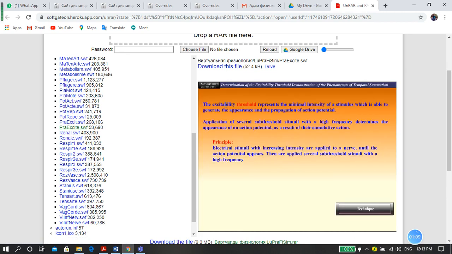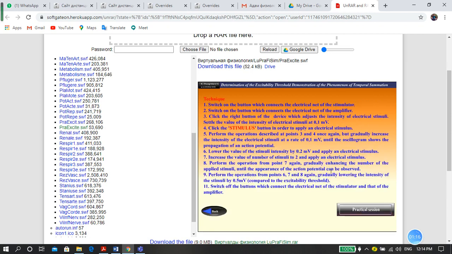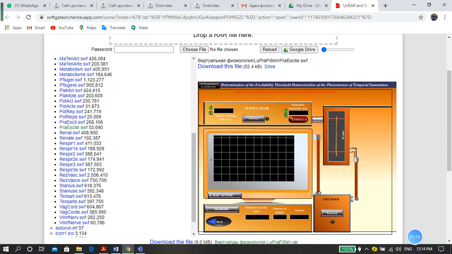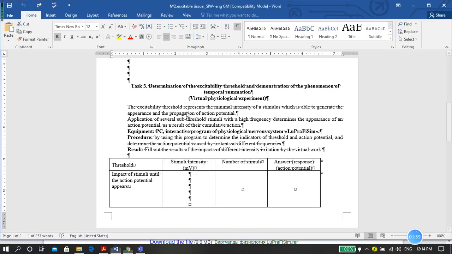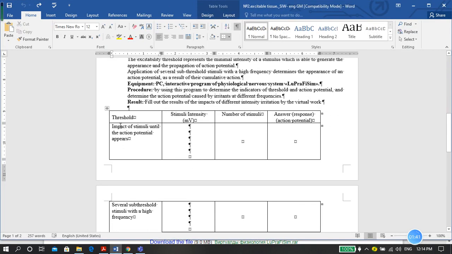And here's the excitable threshold, which represents everything. You can read it, and you can see the techniques. Again, here we have the next practical session, and we should open the stimulator, and we should open the amplifier. Then here we have a nerve fiber, and the clear screen. And here you have the intensity of stimulus, kind of strength of stimulus.